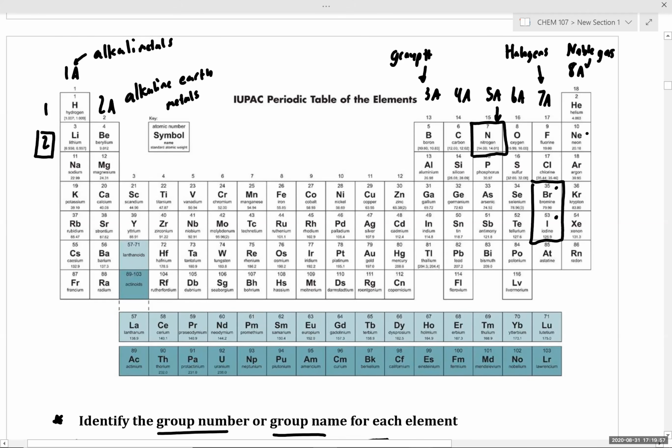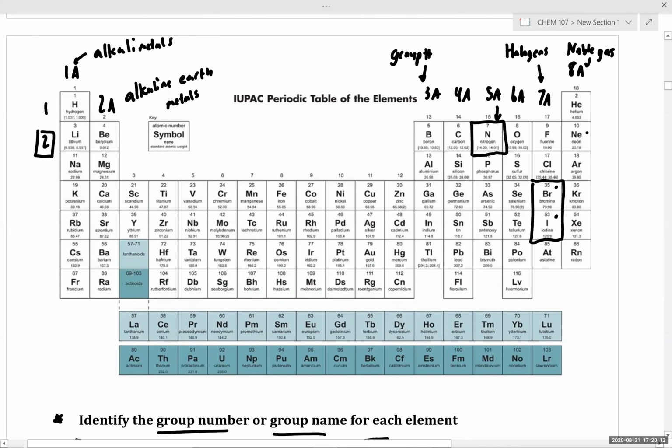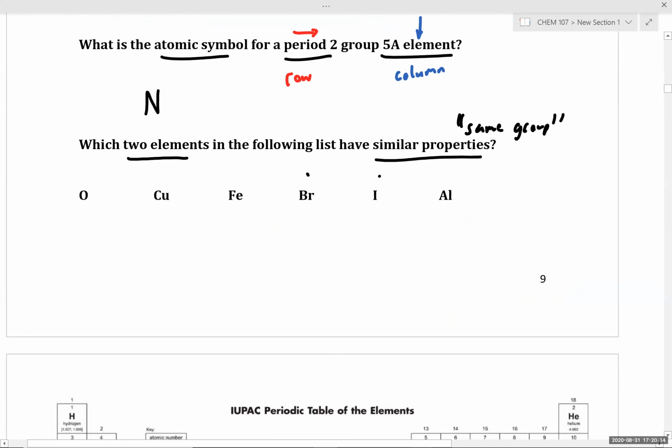Yes. So would we expect bromine and iodine to have similar properties and reactivity? Would we expect these elements to have similar properties and reactivity? Perfect, perfect. So we'll circle the following 2 elements.